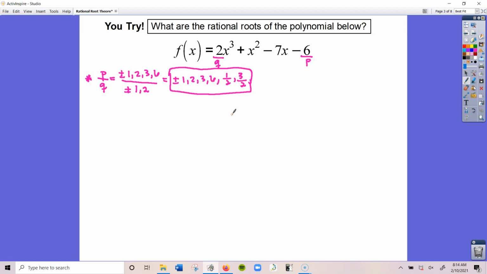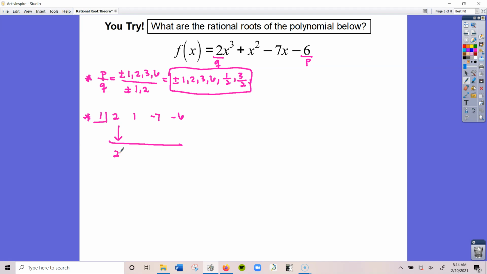So let's go ahead and see if we can start testing and see which one would work. So I'm going to start with 1. I'm going to write my polynomial here, the coefficients. So 2, 1, negative 7, and negative 6.